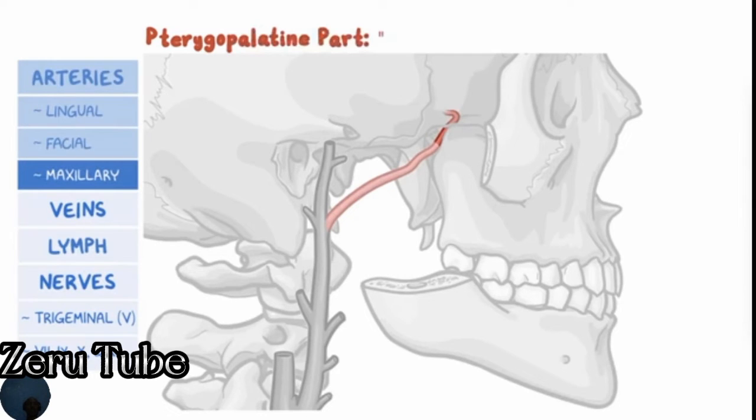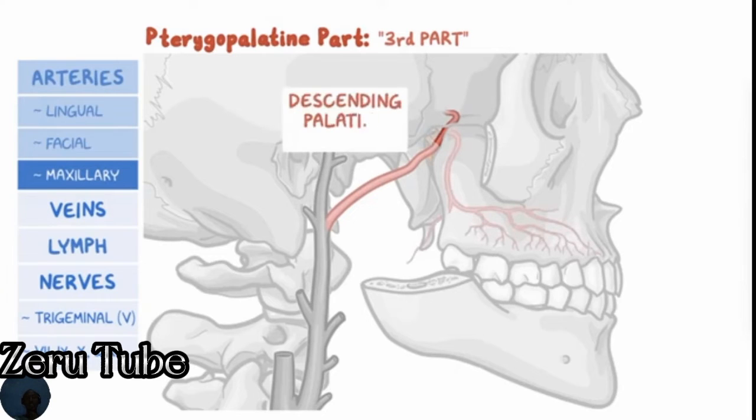That's the third part of the maxillary artery, the pterygopalatine part. The pterygopalatine part is the third part, found within the pterygopalatine fossa, and it gives blood for the pterygomaxillary region. It passes through the pterygomaxillary fissure. The pterygomaxillary fissure is also made by parts of the maxillary artery. Now this artery gives blood for the upper jaw.